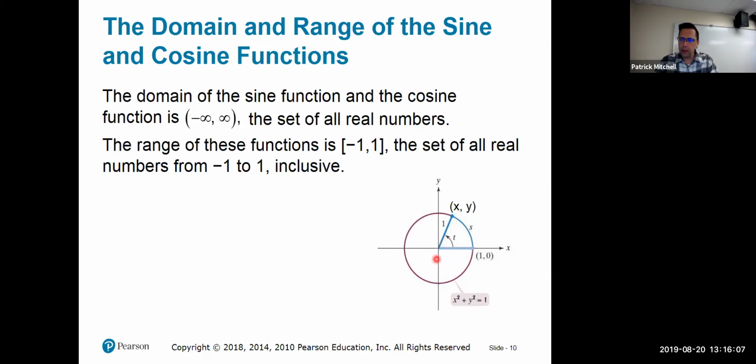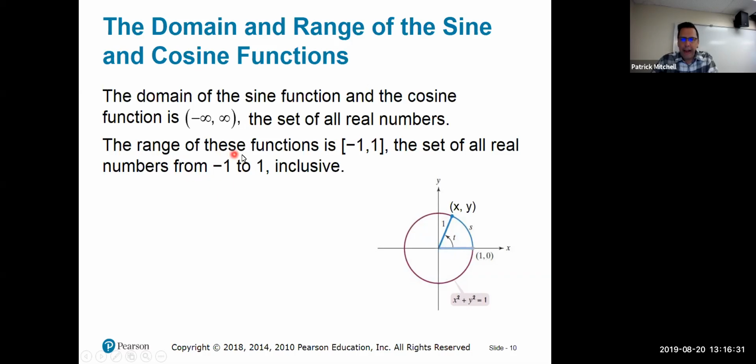Eventually, you can hit any positive number you want if you go around enough times. And you can also hit the negative numbers by going clockwise, right? So that's why the domain of either one of these functions is all real numbers. So any real number can be thought of as an angle, either clockwise or counterclockwise.